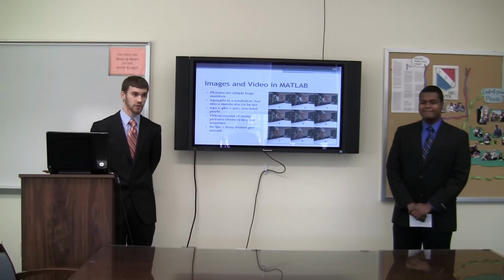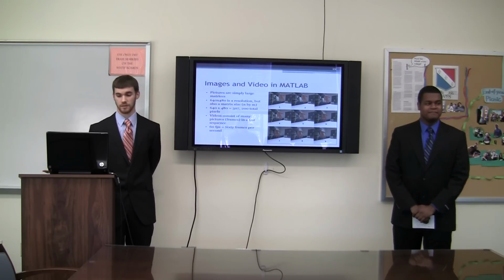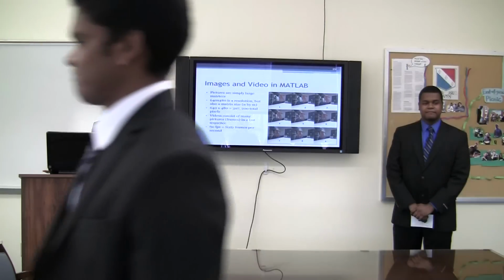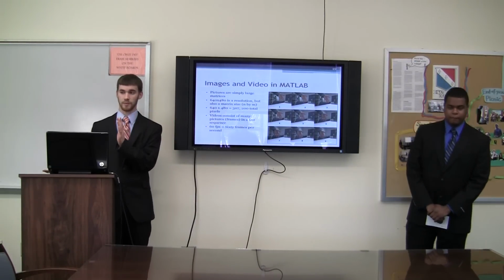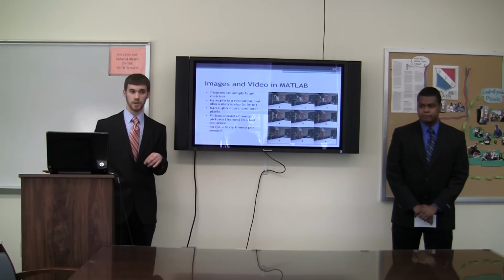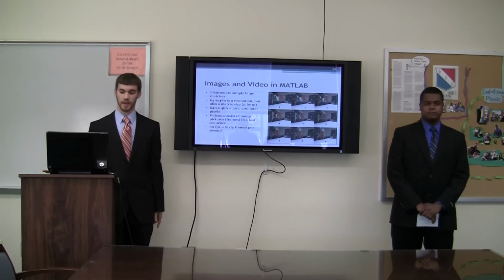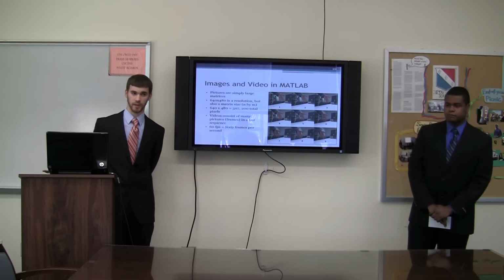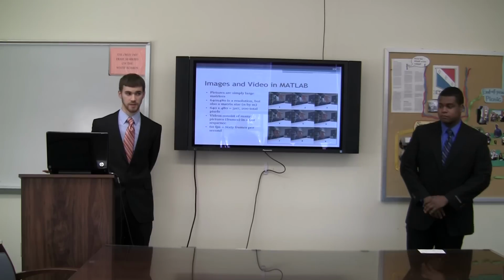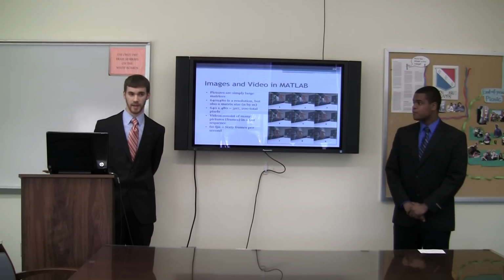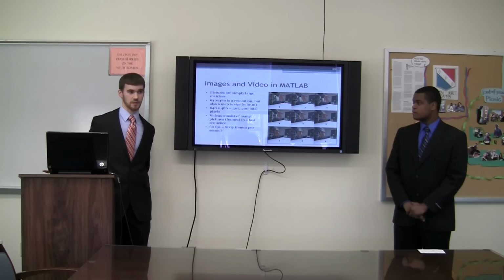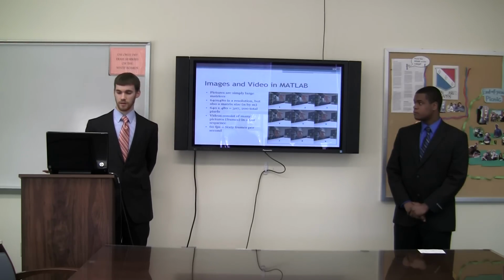Pictures are essentially large matrices of pixels. If we have a picture of 640 by 480 resolution, that's essentially 640 columns by 480 rows. If we multiply those two numbers together, we get 307,200 total pixels. Videos consist of many pictures, or frames. So 60 FPS is essentially 60 frames, or 60 images, per second.